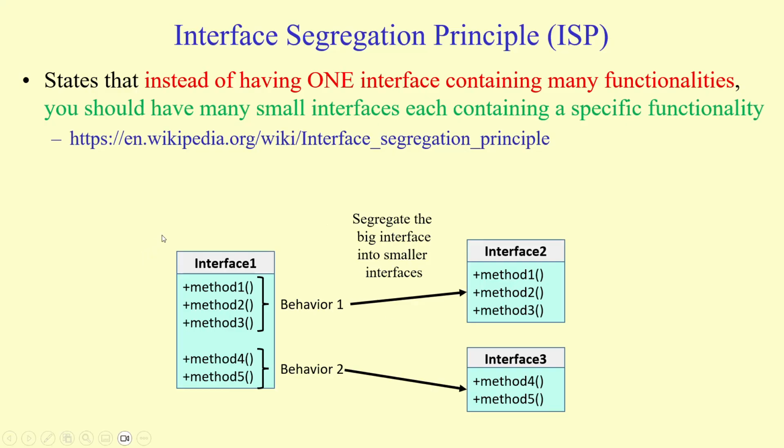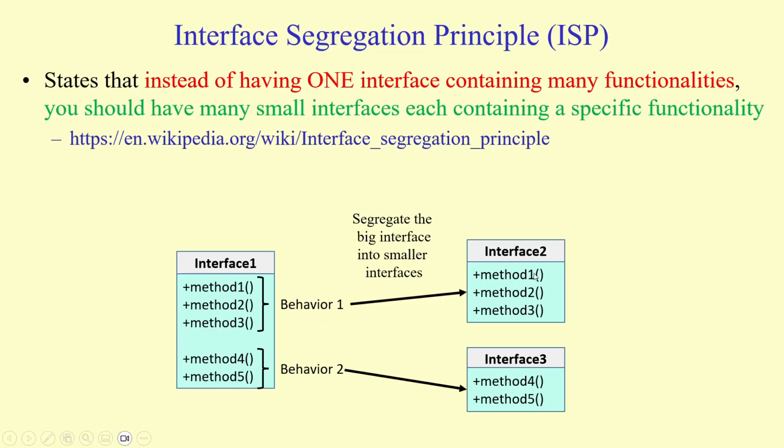Here's an example. Assume that we have one large interface, interface 1, that contains 5 methods. But assume that we could classify these methods into two categories. Methods 1 to 3 are about behavior 1, and methods 4 and 5 are about behavior 2. So the interface segregation principle tells us that instead of putting all these methods with two different behaviors into one large interface, we should split it into two different interfaces, each containing the methods related to one specific behavior.